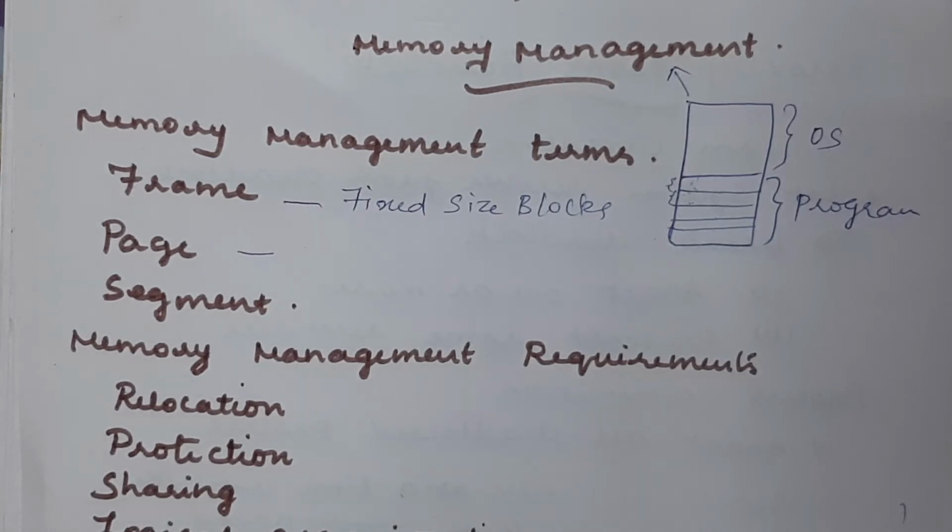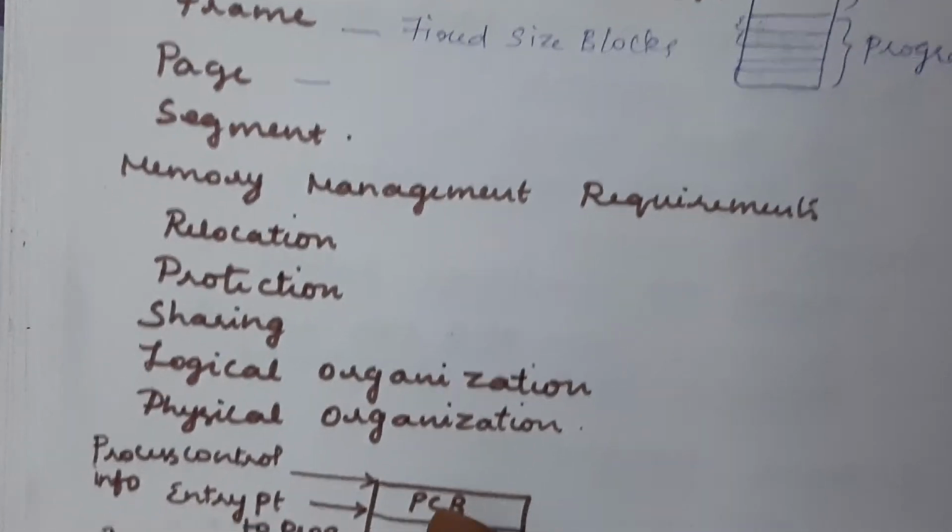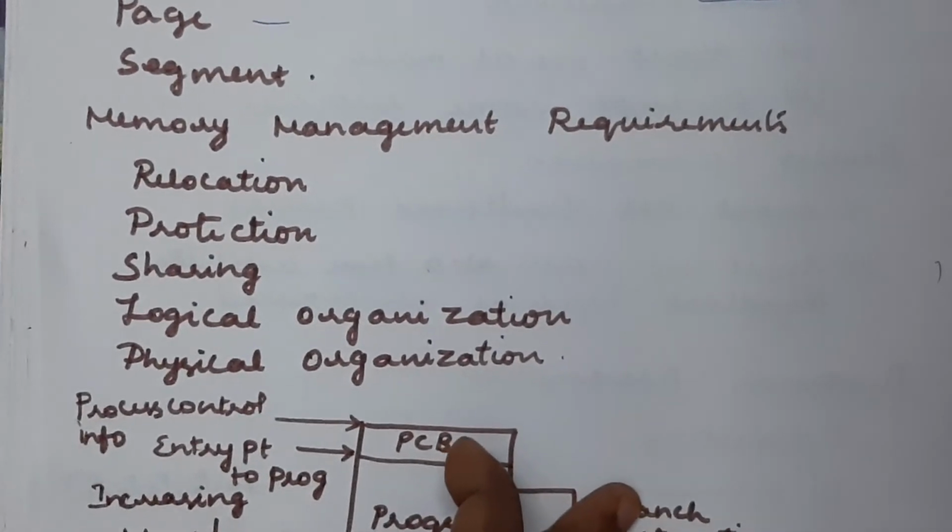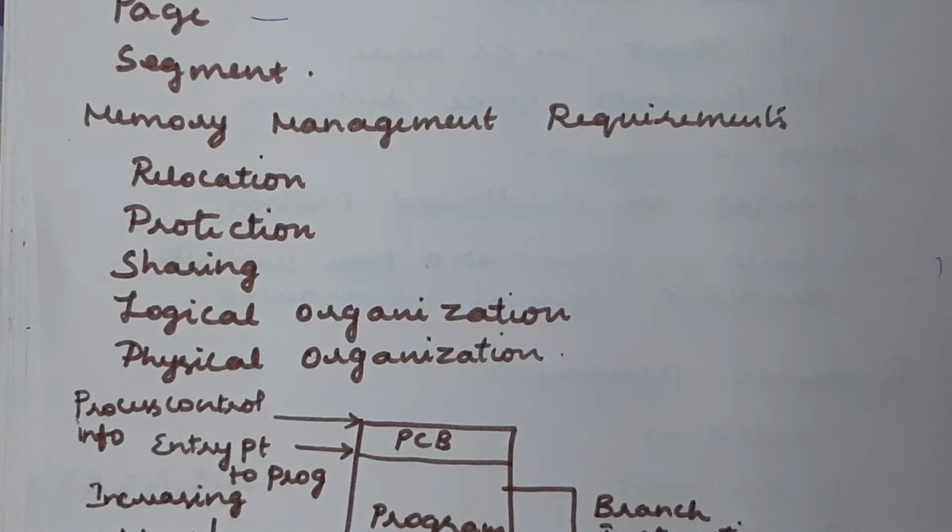Next, we will discuss memory management requirements. So what do you mean by memory management requirements? If you want to manage the memory effectively, obviously that could be done by the operating system. First, you need all these features. The first one is relocation, protection, sharing, logical organization, and physical organization.